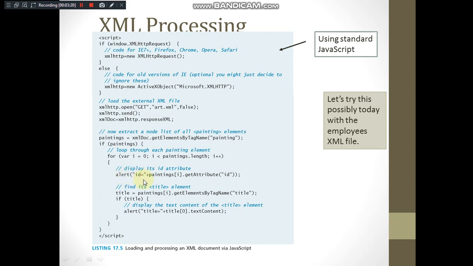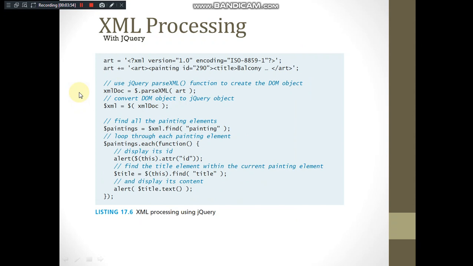So how do we display it? ID equals paintings of first painting, and its attribute ID we are extracting by the built-in function getAttribute, and then we are searching for the title. For that we have used getElementsByTagName title. So that is copied into title. If title is available, then you are displaying that title again in the alert dialog box by using the textContent property. So this is how we can make use of JavaScript to extract or to process the XML document.